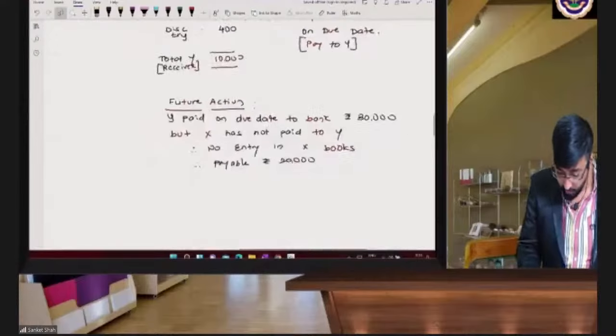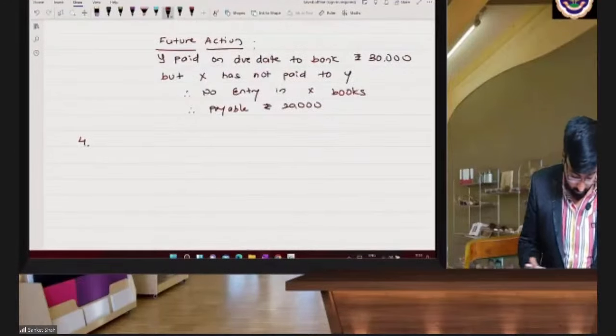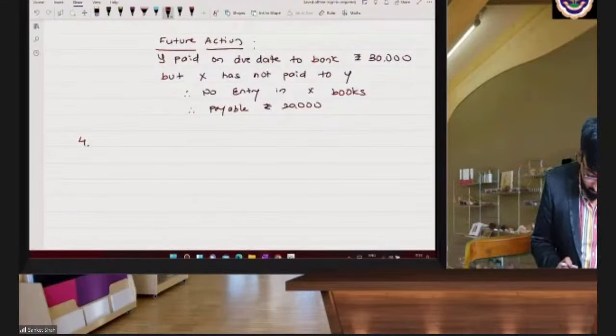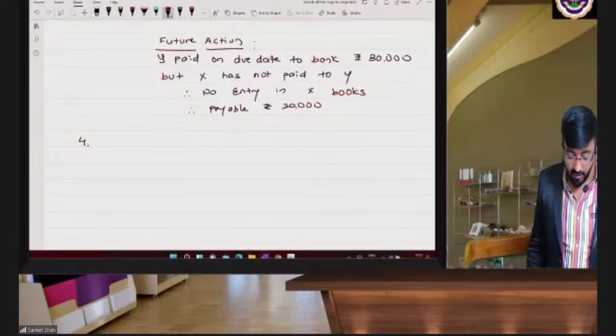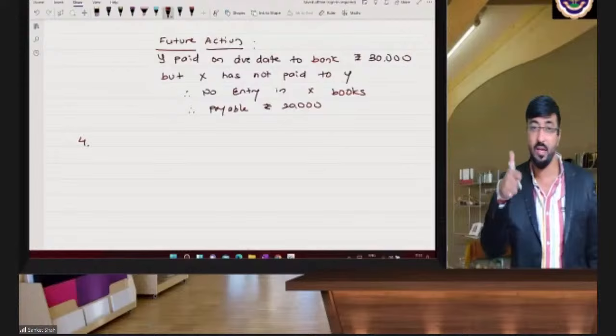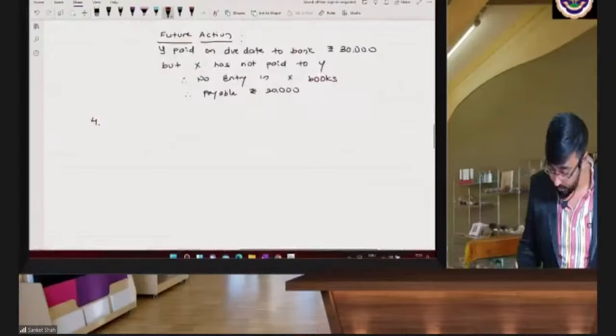Now the fourth one. What happened? Yes, very good, beta. Abdul is saying, sir, I got it in one shot that X needs to pay Y rupees 20,000. Very good, beta. That is the only thing needed. Now the fourth one, what happened?